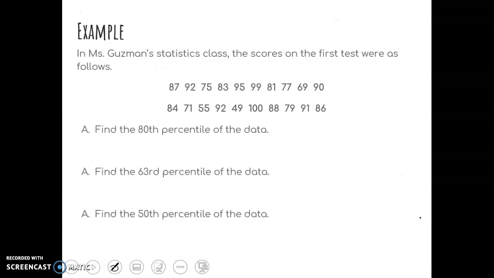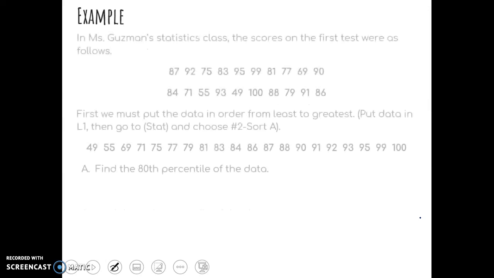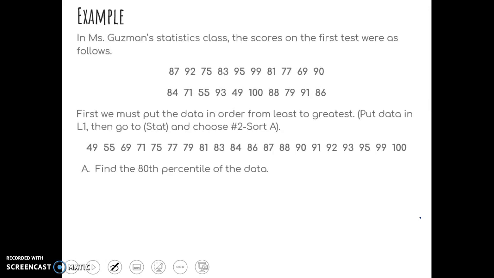So let's look at an example. In Miss Guzman's statistics class, the scores on the first test were as follows: 82, 92, I'm not going to read the whole thing. You can read those. Find the 80th percentile of the data, the 63rd percentile of the data, and the 50th percentile of the data. So let's start for all of these. Let's put the numbers in order.